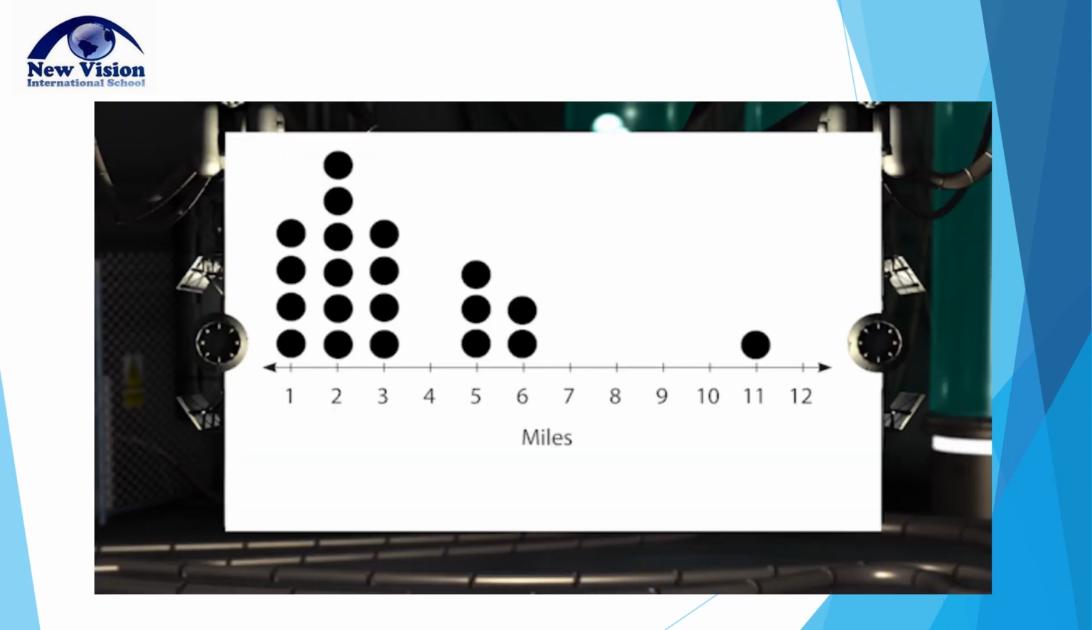A line plot provides data in an organized way. It can be easily read when you know how to read it. For this line plot, the numbers on the number line represent the number of miles Mary ran. Sometimes she ran 1 mile, sometimes 5 miles, and one time 11 miles. I know this because there are dots above those numbers. Each dot represents one day Mary ran. So this line plot shows she ran 20 days.